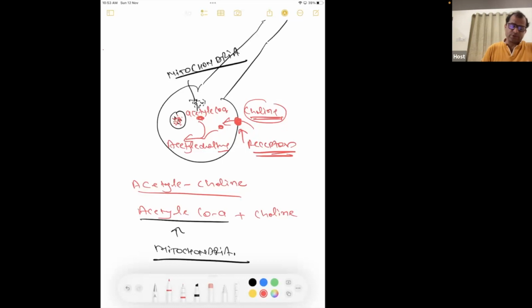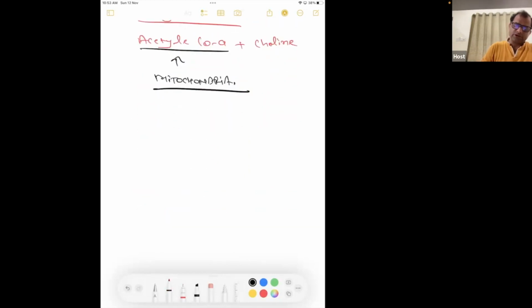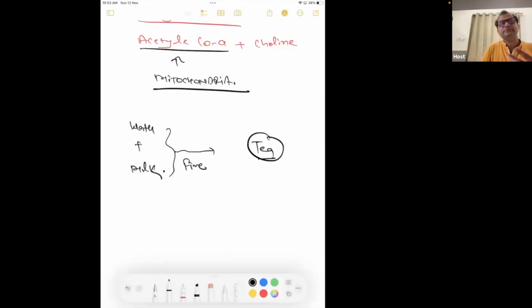And mitochondria is producing acetyl-CoA. Then we can understand it in this way, like we want to make tea, right? So we are taking water and we are taking milk. Then we are using fire to boil it. Then we will be able to make the tea, and we are putting some more ingredients.